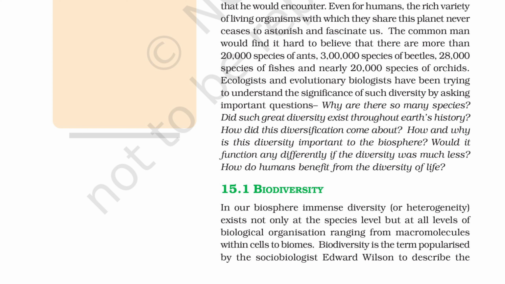The common man would find it hard to believe that there are more than 20,000 species of ants, 3 lakh species of beetles, 28,000 species of fishes, and nearly 20,000 species of orchids. Ecologists and evolutionary biologists have been trying to understand the significance of such diversity by asking important questions.